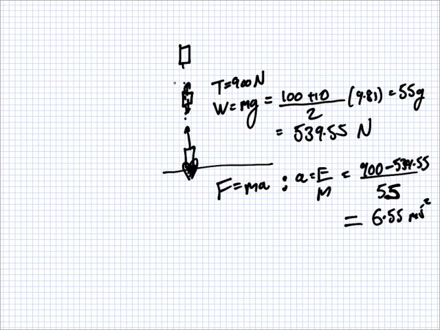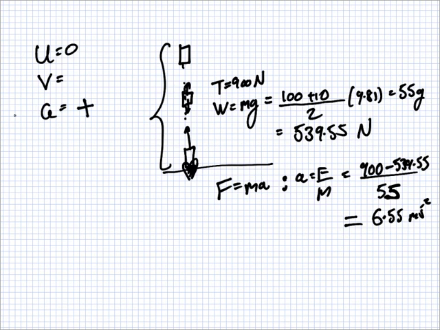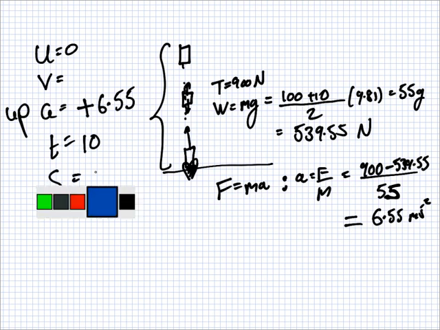Okay. So let's just do this as a UVAST problem. U, it starts at rest. V, we don't know. A, we do know. It's positive because it's going up, 6.55. T, we do know. It's 10 seconds. And S, we don't know. And I would like to calculate the S, and I'd like to calculate the V.